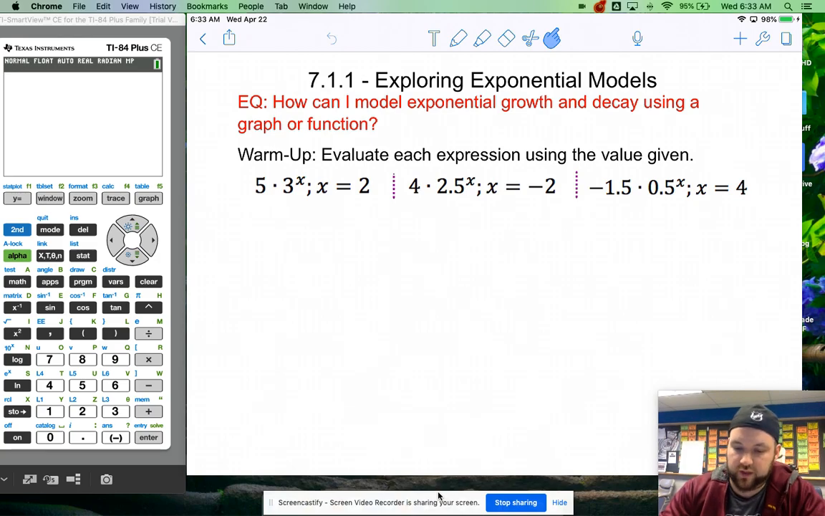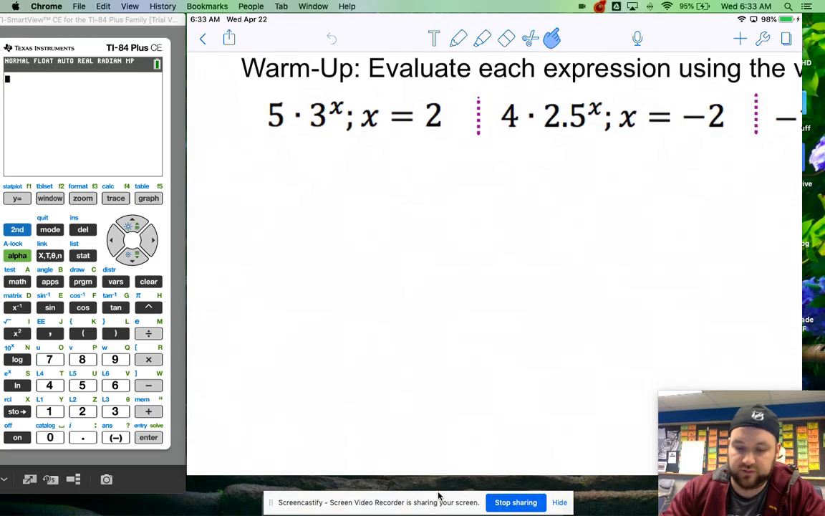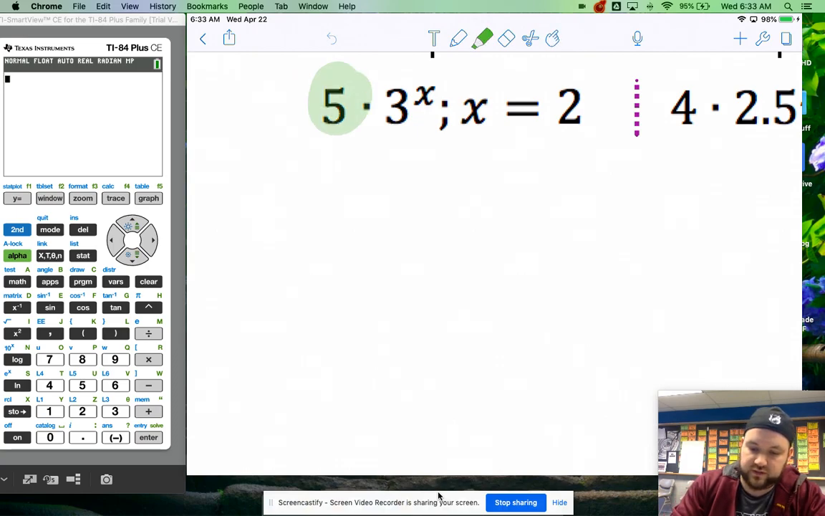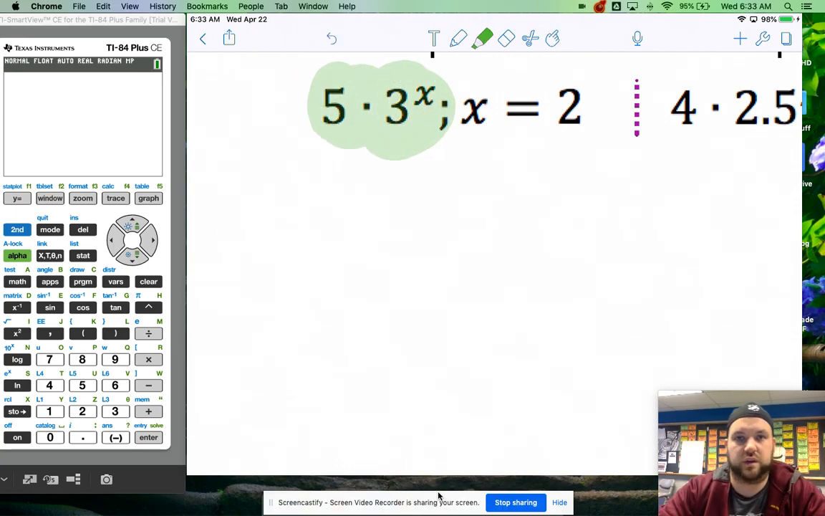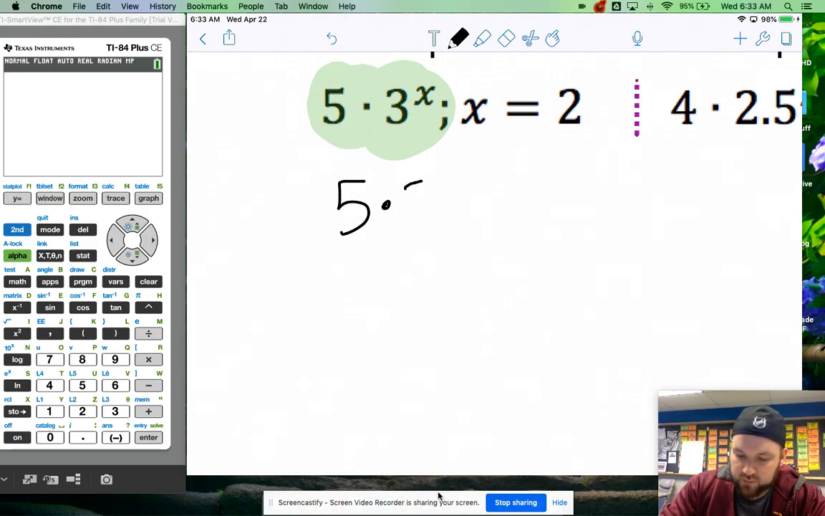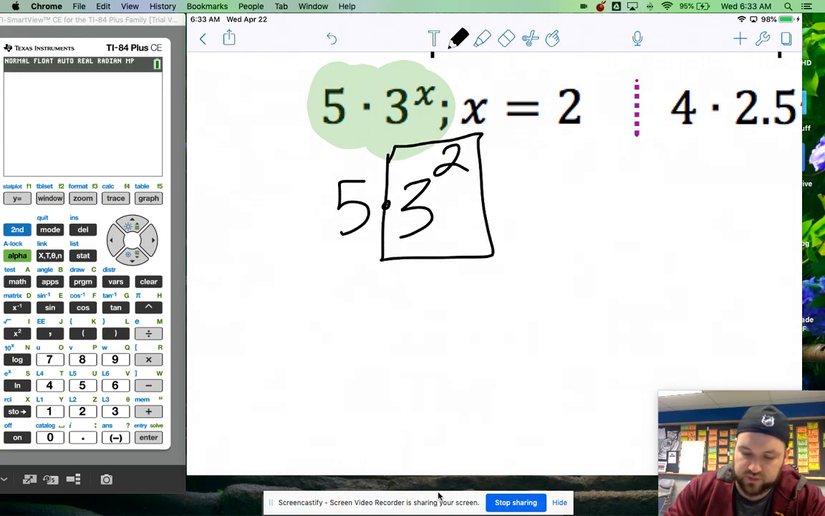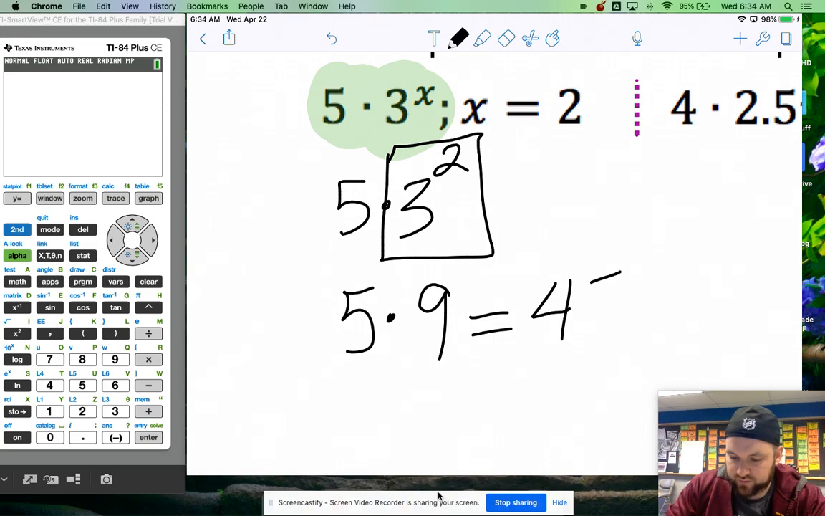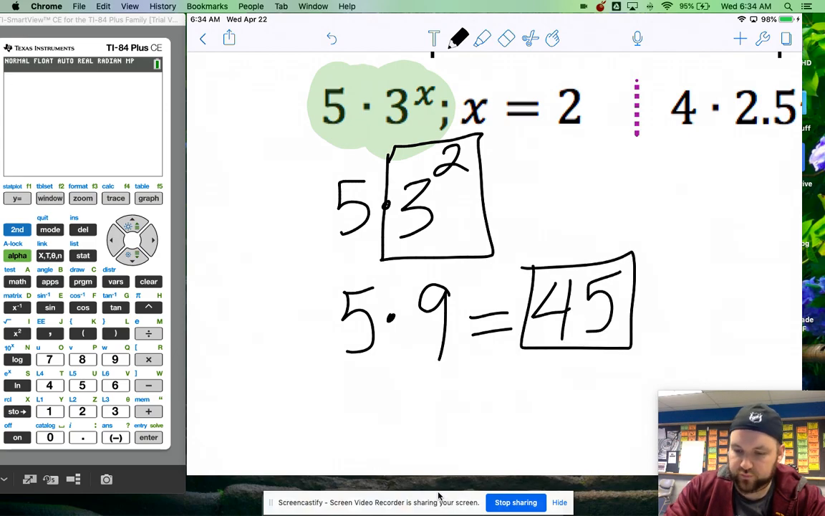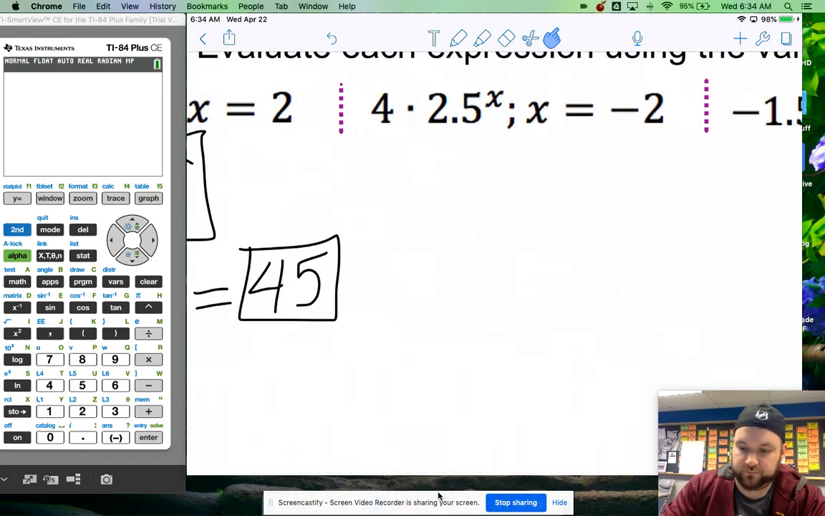As a quick warm-up, we're going to evaluate each expression using the given value. We haven't defined it yet, but this is what an exponential expression will look like. It has the variable in the exponent. So this is saying take 5 and multiply by 3 to the power of 2. Now we know from PEMDAS, or order of operations, that 3 to the second power, or exponents, has to occur first. 3 to the second is 9. 5 times 9 is 45. So that's the value for that first expression.